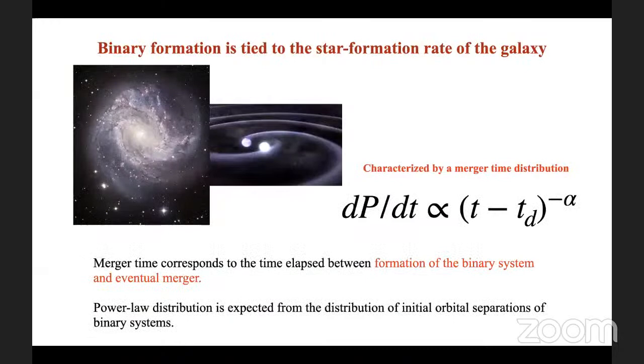So coming back to the binary formation mechanism, oftentimes these binary compact mergers are characterized by a delay time distribution. And one of the simplest and most motivated forms of delay time distributions are these power law distributions.